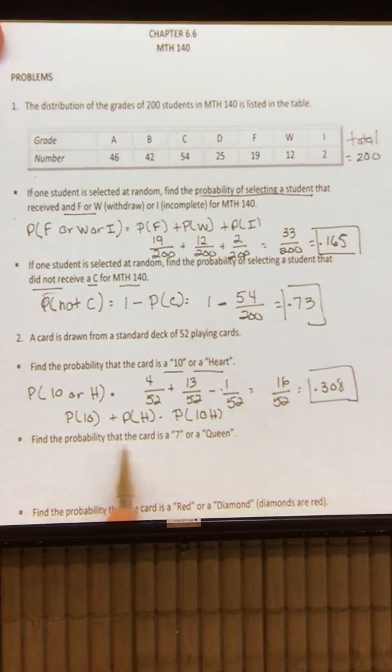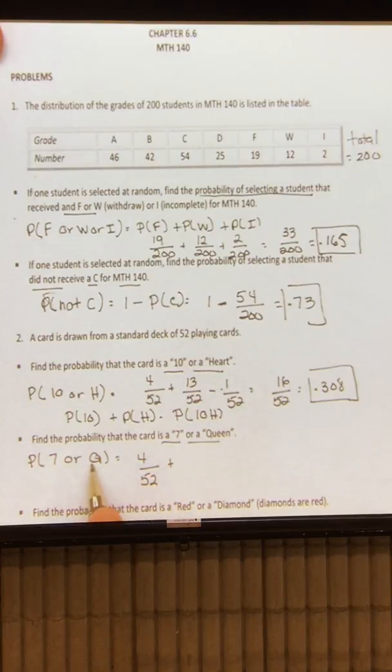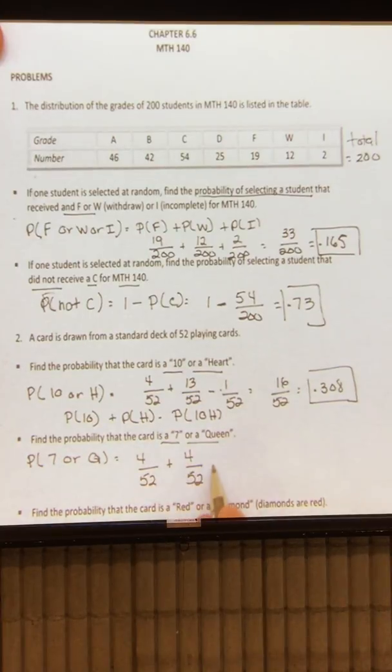The next one, find the probability the card is a 7 or a queen. Again, you find the probability of 7, which is 4 sevens over 52, plus the probability of queen, 4 queens over 52. So you just add those. There's no minus both because you can't have both a 7 and a queen. So you just do 4 plus 4, which is 8 over 52, equal to 0.154.